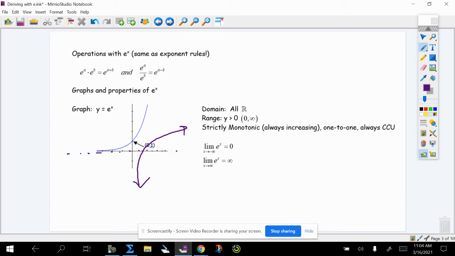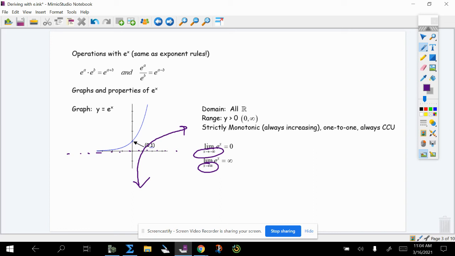It is a strictly monotonic function, meaning it is always increasing. It is one-to-one. It passes both the vertical line test and the horizontal line test. And it also has a concave up look all the time. It always has a positive second derivative because it's always concave up. And then the end behavior on the left end heading towards negative infinity, it flattens to 0. It goes to that horizontal asymptote. And then on the right end, as we go towards infinity, it gets really big. It goes to infinity because it is an extreme growth graph, an exponential growth graph.